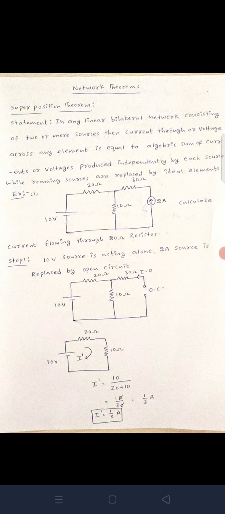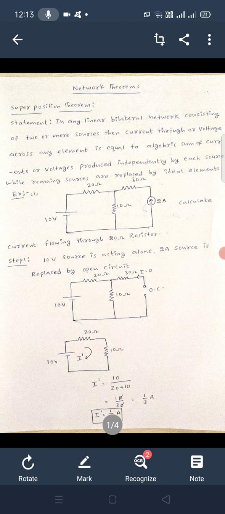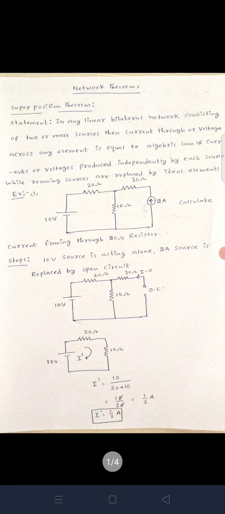Then the equivalent circuit is the 10 volt source in series with the 20 ohm resistor and the 10 ohm resistor. Then current I dash is equal to 10 divided by 20 plus 10. By using Ohm's law, current I dash is equal to V by R equivalent. Then you will get current I dash equal to 1 by 3 amperes.